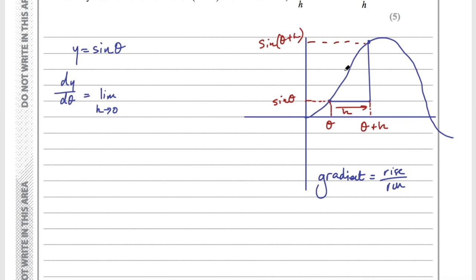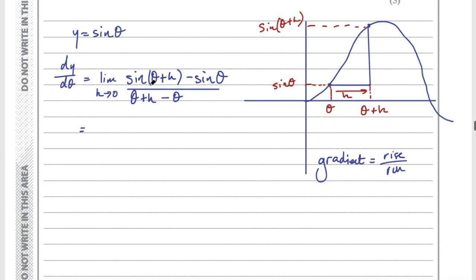So the derivative is this slope as h gets smaller and smaller. So that's what we mean by the limit as h approaches 0. So this interval in here is getting smaller and smaller. So the slope, as I said, would be the rise, so sine of theta plus h subtract sine of theta, y2 take y1, divided by x2, which was theta plus h, subtract x1, which was theta.